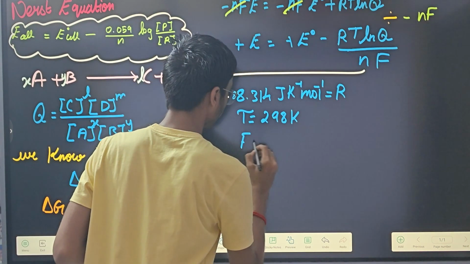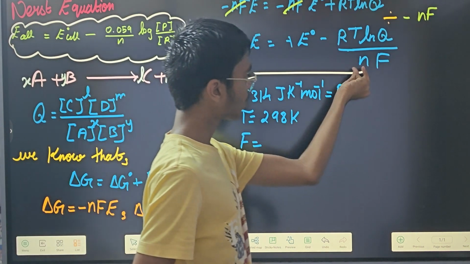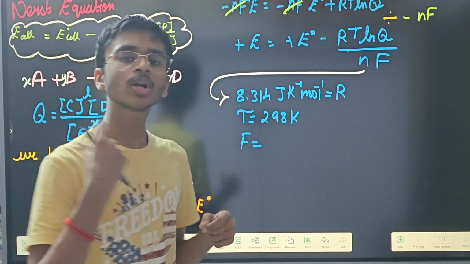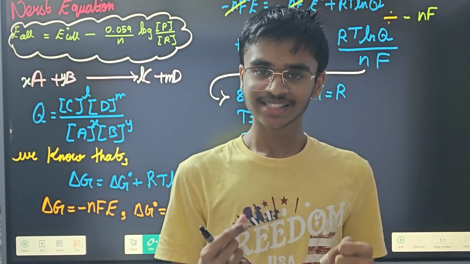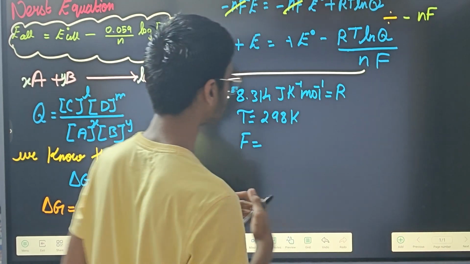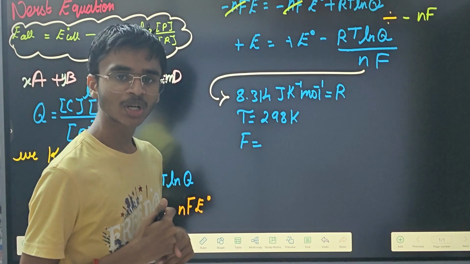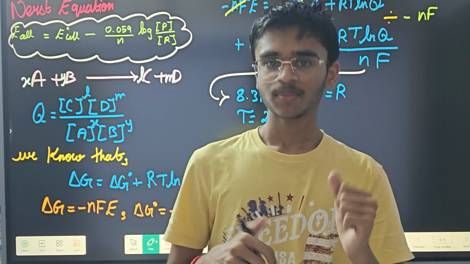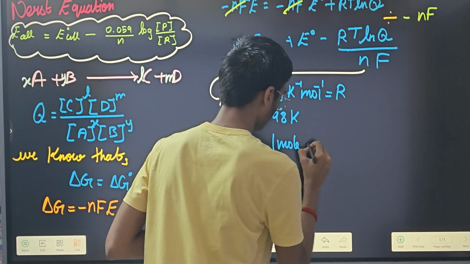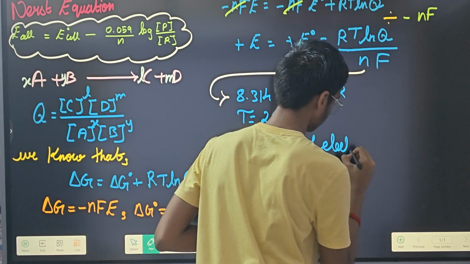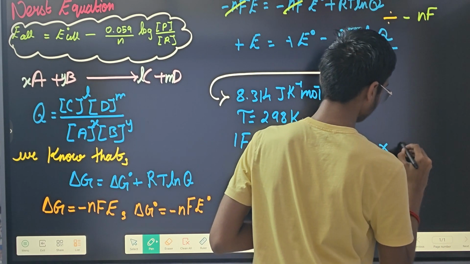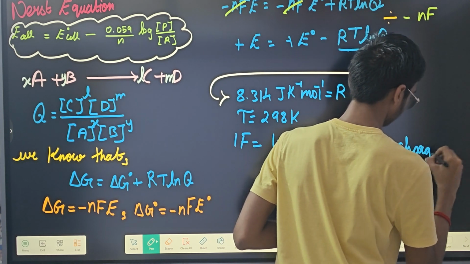Next, F is there, right? That F is Faraday. NF is the number of Faradays, where F is Faraday. What is a Faraday? Faraday is the SI unit of capacitance. If you want to know its definition, 1 Faraday is equal to 1 mole of electrons into the charge of an electron.